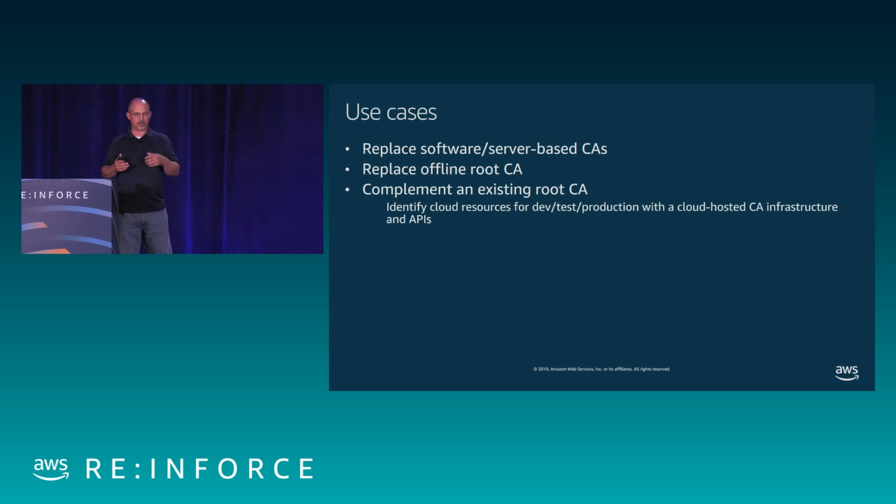The last use case is to complement an existing root CA. So if you have an existing root CA infrastructure and you want to do some testing or you want to get started quickly, you can stand up another root CA hierarchy on AWS and use that to identify resources in a limited trust zone. You can create a boundary of instances and resources that trust those certificates without using your external third-party CA. And that's a way to get started quickly with dev, test, and production on a cloud infrastructure with API-based certificates to identify resources.